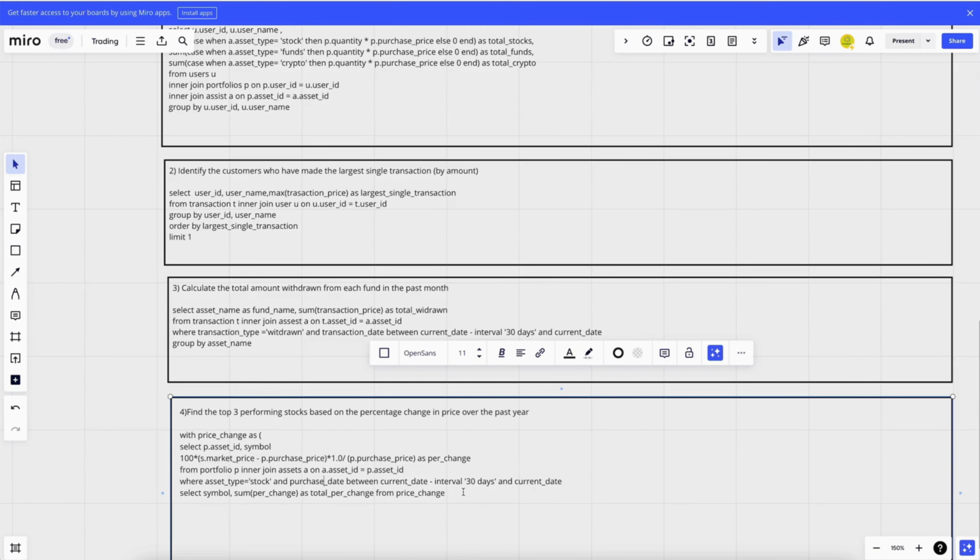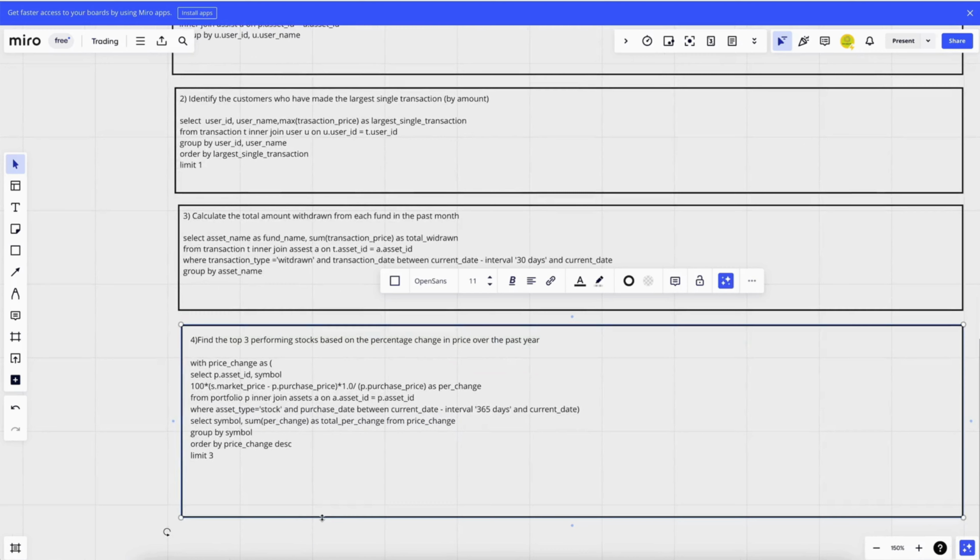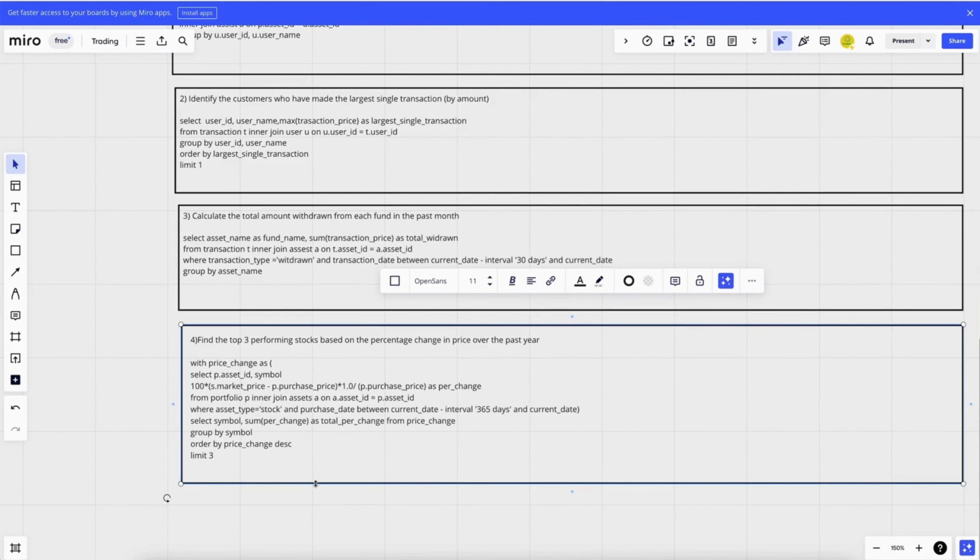Purchase date between current date and interval of, let's say, 365 days and current date. So that gives the 1 year information. And just do a group by symbol, order by price change, descending, and do a limit of 3 here. Again, we are just using a limit here. We need to check with the interviewer if they are okay to use limit. If not, we can go back and change this to a rank function. So let me just put that in the rank function here.